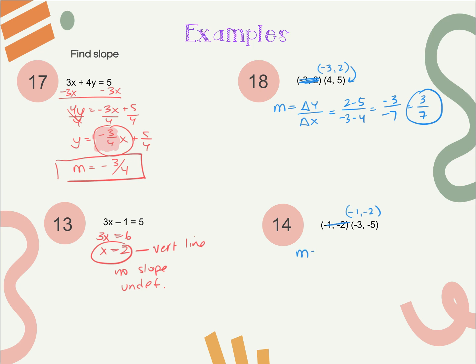So I know my slope again is change in y over change in x. Negative 2 minus negative 5. Negative 1 minus negative 3. Plus, plus. It's 3. Plus, plus. It's 2. And that's my slope. So again, just work on that slope formula and work on manipulating equations to solve for y whenever you need to.